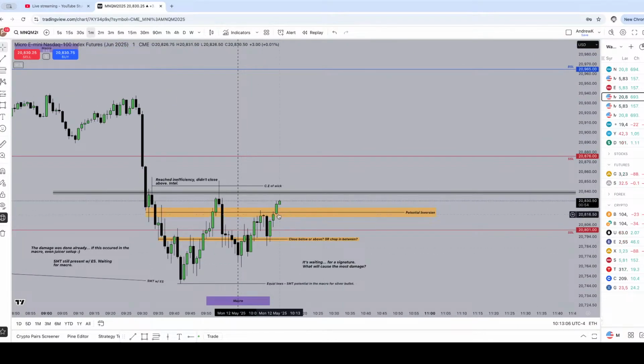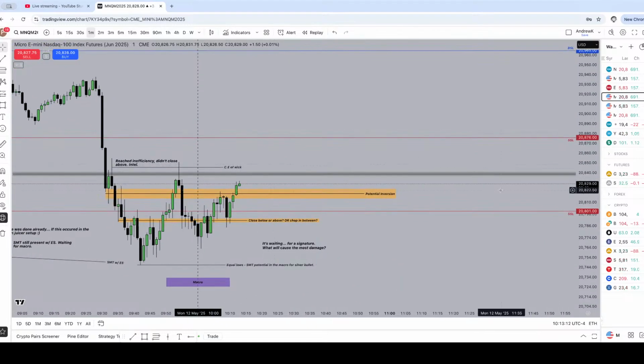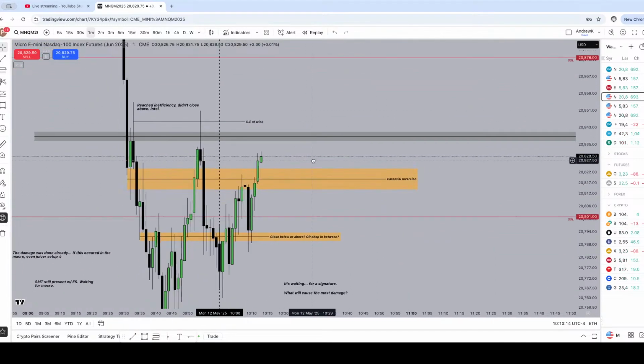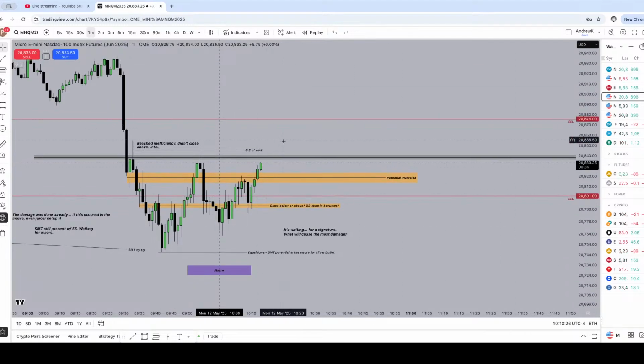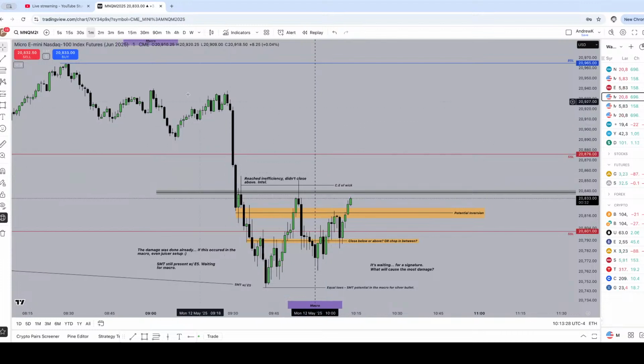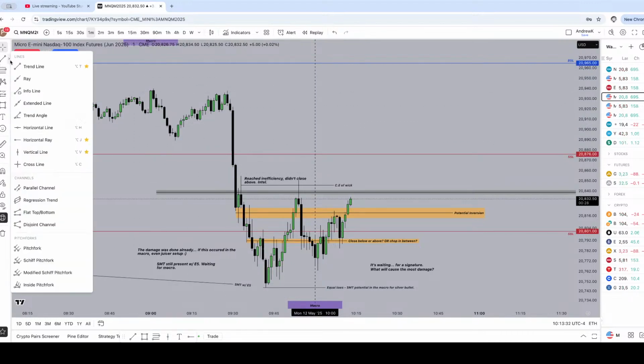That got displacement. So now this could become a reclaimed inversion fair value gap, but we're just looking for displacement. Either way, liquidity: you've got your equal highs, lows here. Here's going to be a buy side as well. Just put that on your chart.